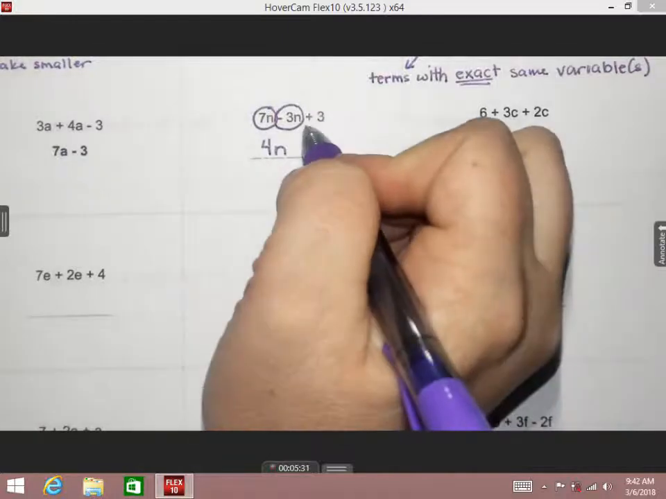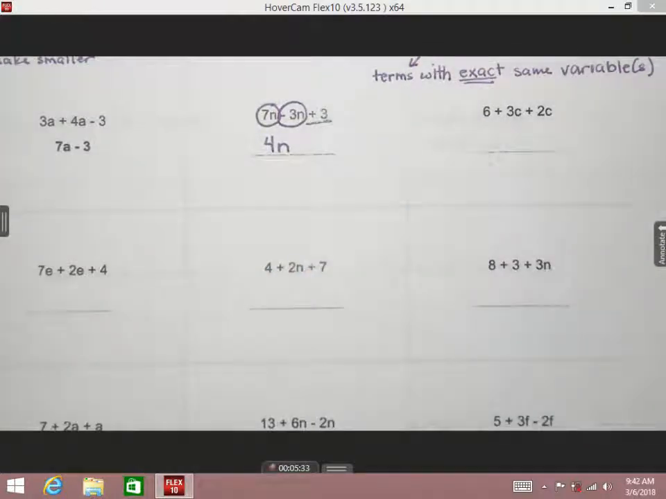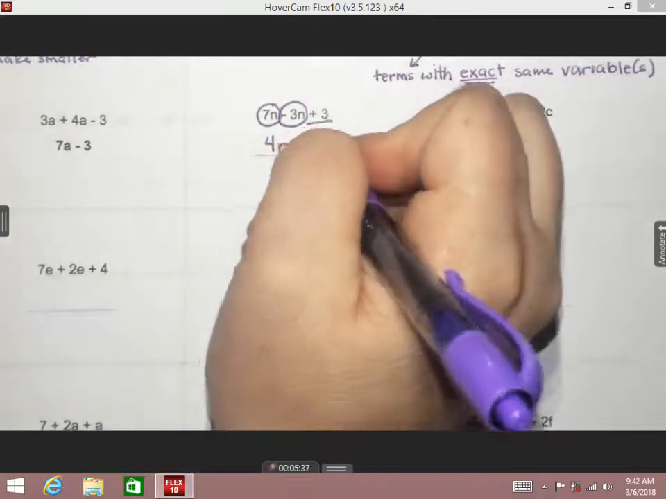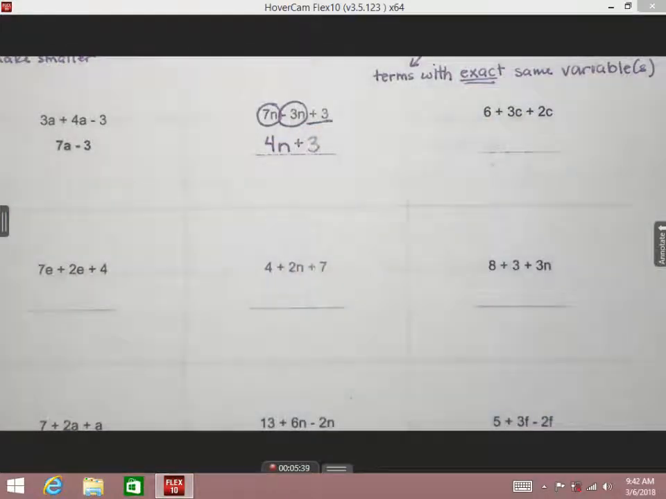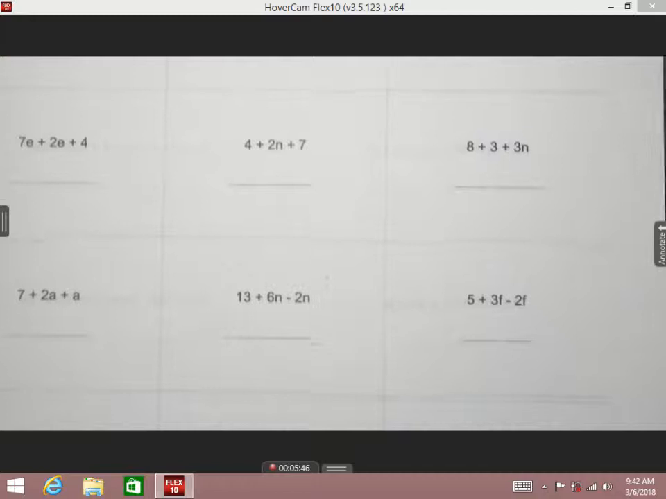All right, I have a plus 3 here. Is there anything up there that I can combine with that 3? No. So I'm just going to put plus 3 in my answer. All right. Questions about number 1, the first one that we did together. All right. Let's look down below that.